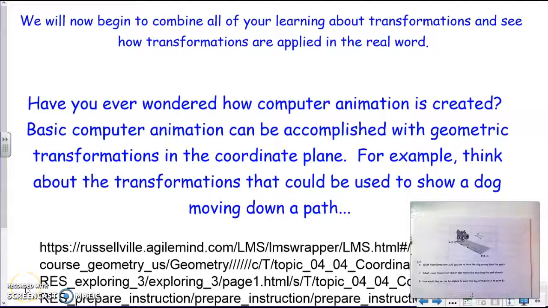Okay, in the second part of this lesson, we're going to start combining what we've learned about transformations and see how they can be applied to the real world. So have you ever wondered how computer animation is created?